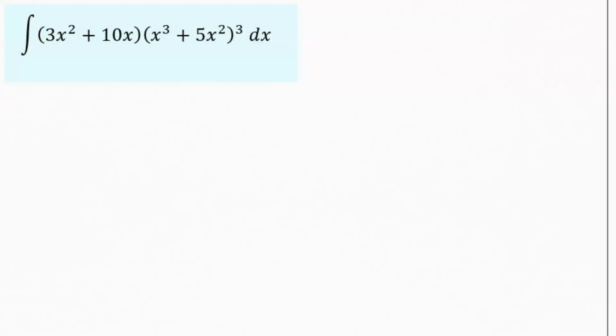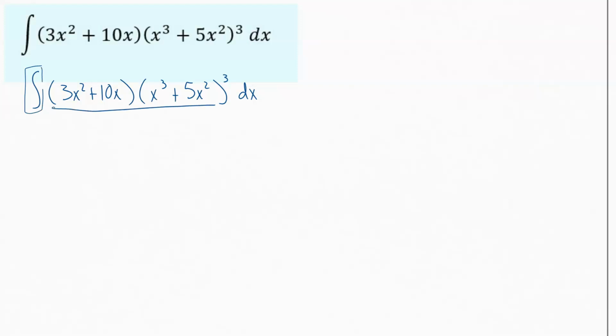This is an example of an indefinite integral problem. They are asking us to find the indefinite integral of this big equation: 3x squared plus 10x times x cubed plus 5x squared, all of that raised to the third, and then dx at the end. So again, the symbol up in the front is saying take the antiderivative of this huge equation here, and the dx is just telling us what variable we care about. Those are really directions telling us what to do to the equation in the middle.